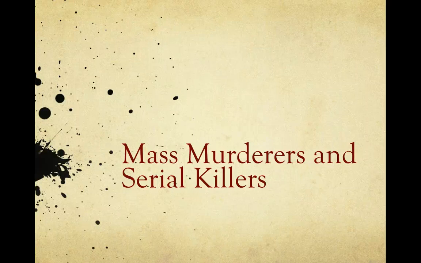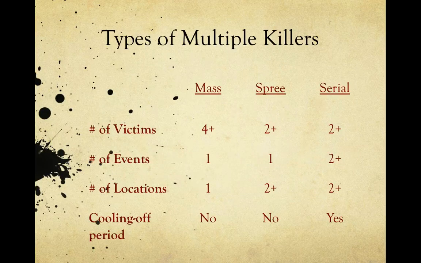For this module, we're going to talk about individuals who commit multiple murder or mass murderers. The killing of multiple victims is classified according to variables such as time intervals between killings, locations, and number of people killed. Typically, they are broken down into three categories: mass murder, spree murder, and serial murder.